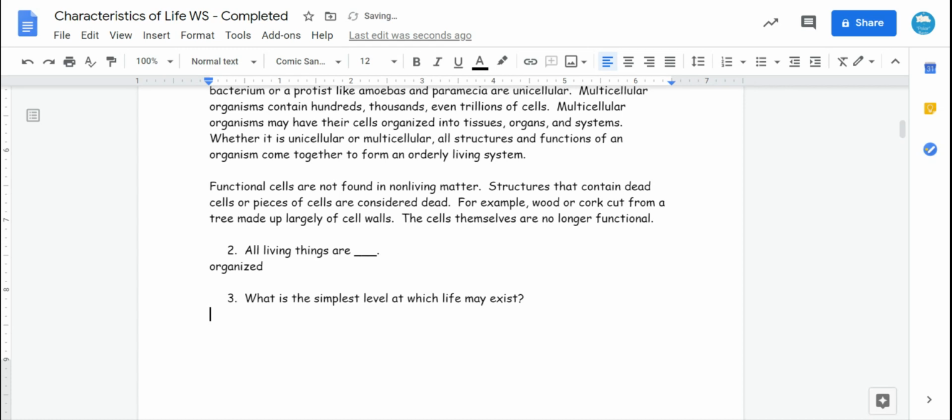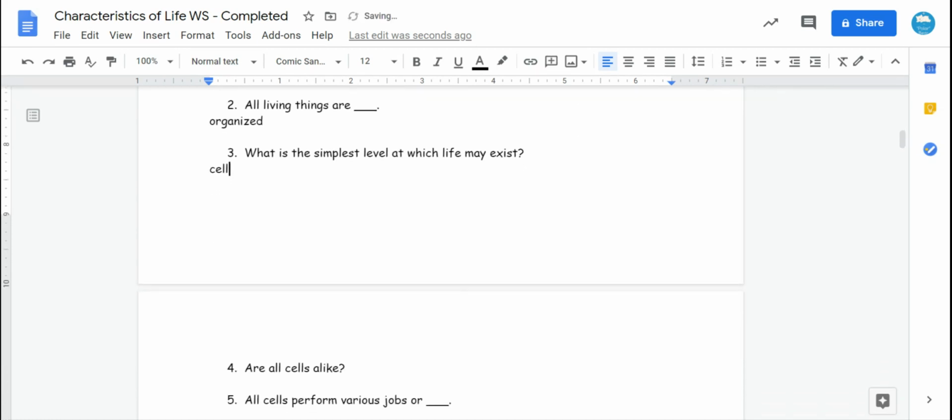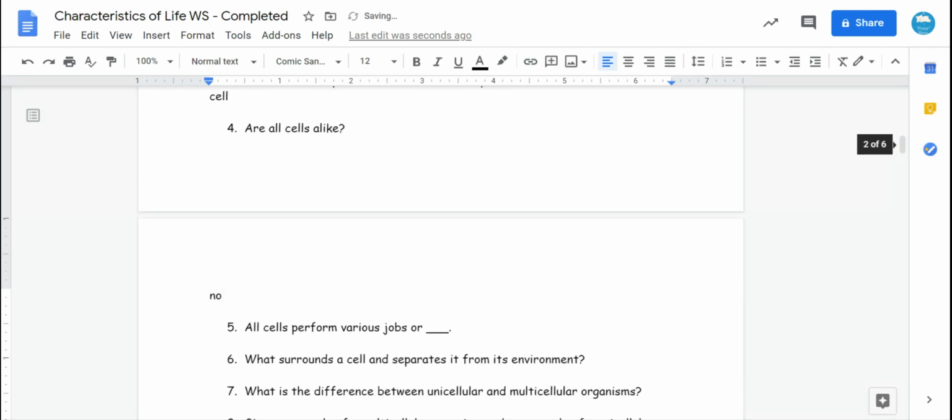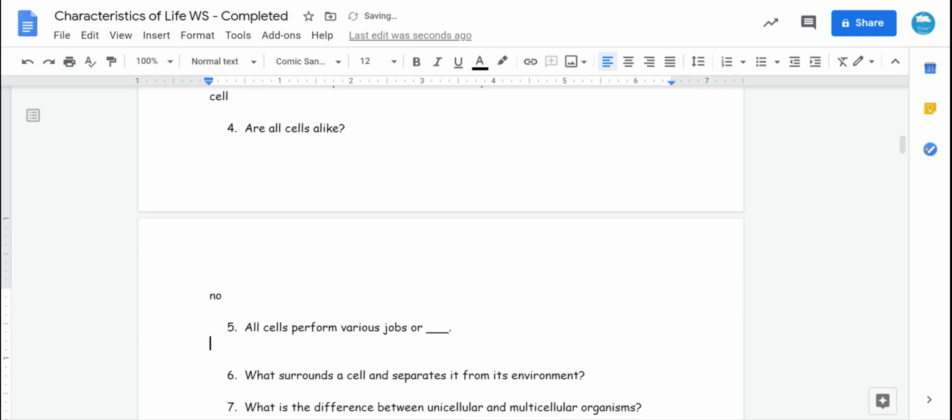Number 3, what is the simplest level at which life may exist? Well, we just talked about it all through this section here. That is the cell. Number 4, are all cells alike? You don't even have to go back to the reading. Just think about it. Are all people alike? Are all animals alike? Are all plants alike? No. So that means all cells are not alike either.